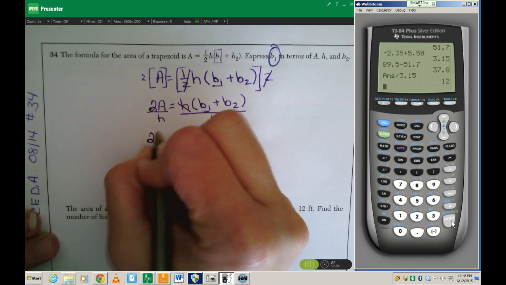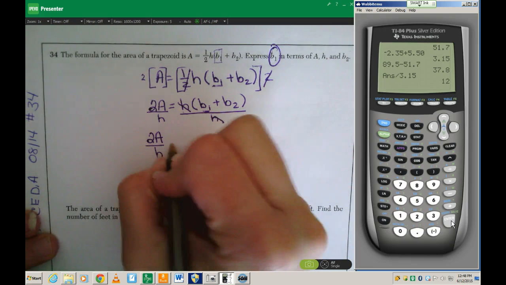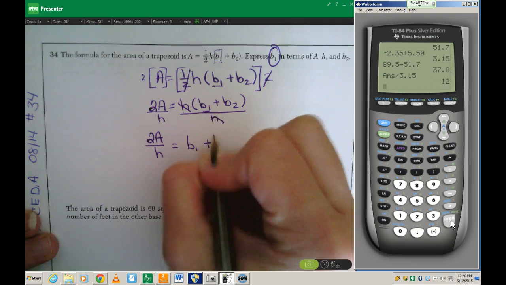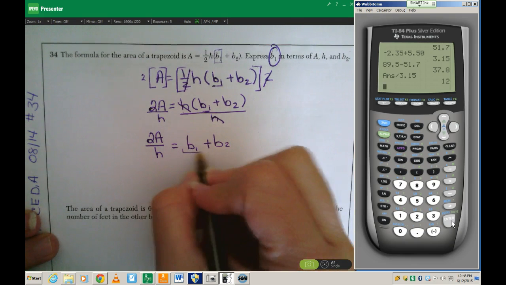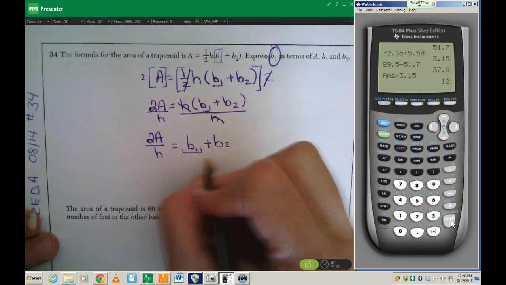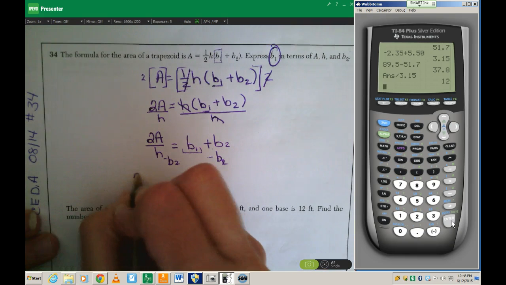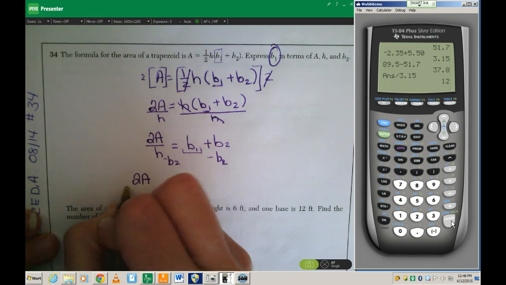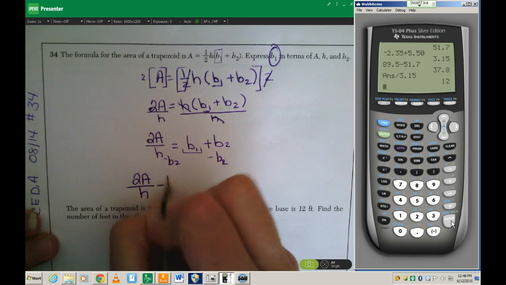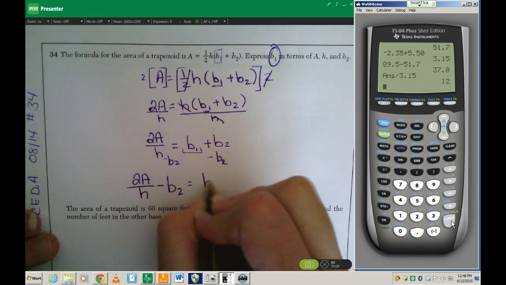So now we're left with 2A over h equals B1 plus B2. And this is what we want to get, so we're going to do the opposite of this. So we're going to subtract B2. And our big final equation is 2A divided by h, minus B2. That's going to equal our base 1.